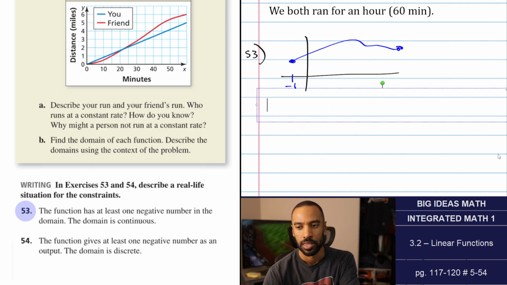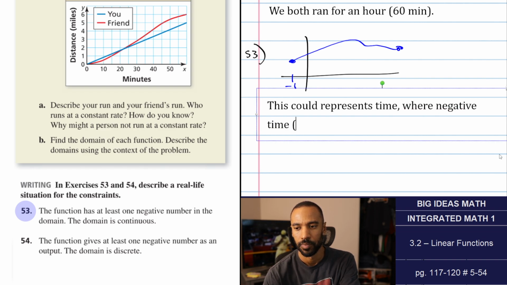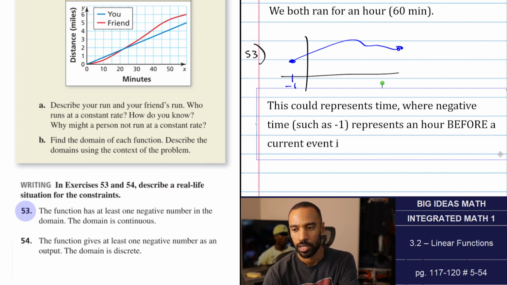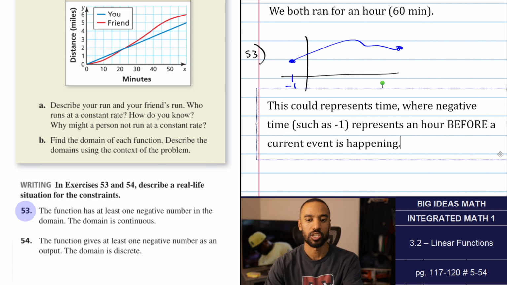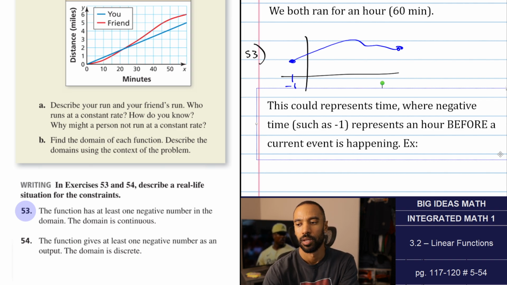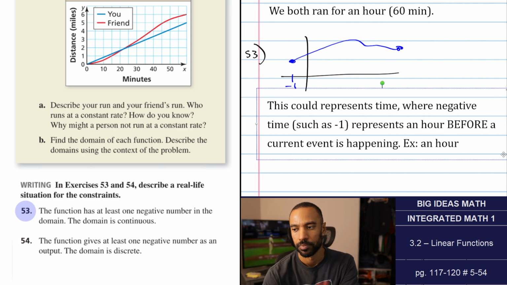Let's see. This could represent time, where negative time, such as -1, represents an hour before a current event is happening. I wasn't being specific about a situation, so let's do one. Example, an hour ago, let's see, it needs to be continuous.